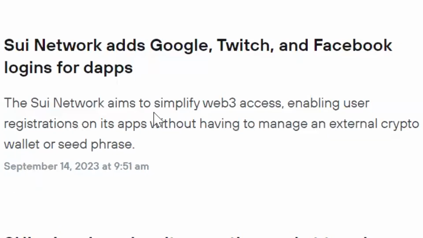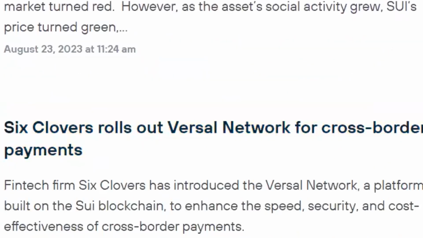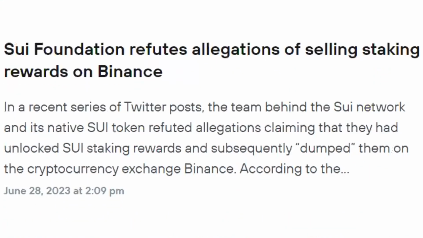So the SWE network aims to simplify Web3 access, so it'll enable users registrations on its apps without having to manage an external crypto wallet or seed phrase. So anyway, 6 clovers is rolling out the Versal network for cross-border payments. There's a lot of things going on.